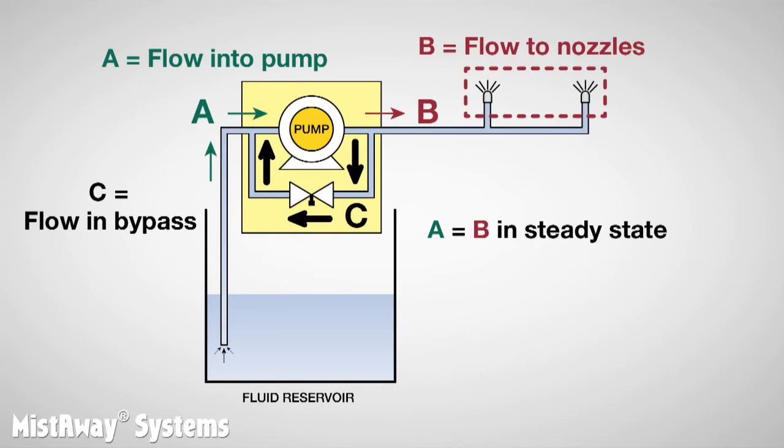Recall this diagram of a simple misting system from the pump video. When the system is operating in what is called steady state, the pump is full, drawing fluid from the reservoir at the same rate the nozzles are misting it out, and bypassing and recirculating the rest. The pressure in the nozzle circuit has stabilized, somewhere around 200 psi, and the nozzles are open and misting.